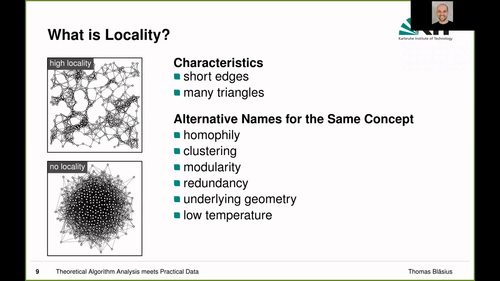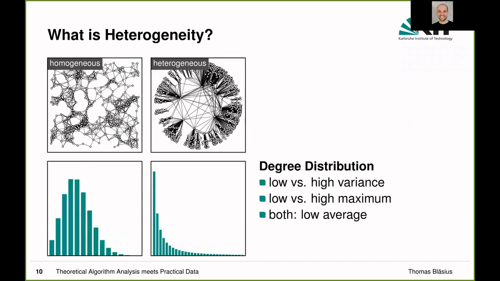Okay, so this is what I mean when I say locality. What do I mean when I say heterogeneity? Heterogeneity here refers to the degree distribution of my graph. What I see here in these plots is, on the x-axis, the degree of a vertex, and on the y-axis, the number of vertices with this degree.